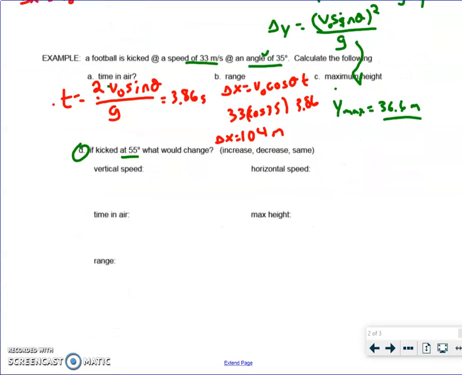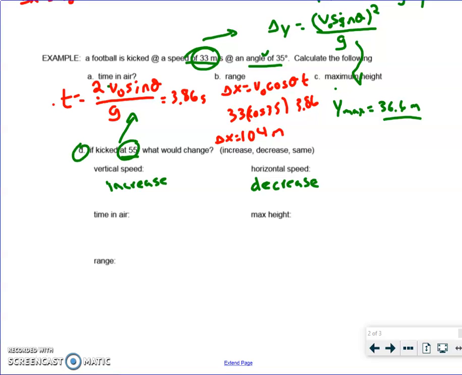Now, here's another problem you want to be able to do without having to do calculations: how will things change if I simply change the angle? The launch speed is still this. I'm just firing it at a bigger angle. So 35 is like this, 55 is more vertical. So what will be true of the vertical speed? It's going to increase. We're simply firing it more upward than outward, so it's going to be faster, and conversely, the horizontal speed is going to decrease.